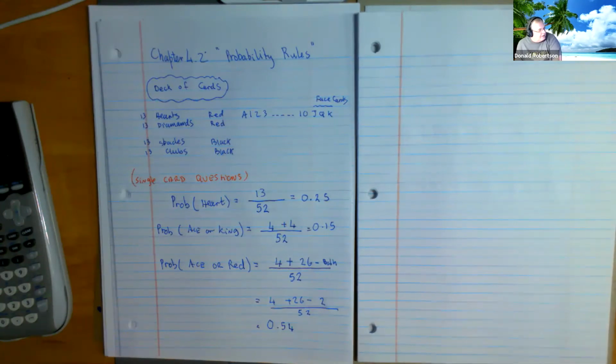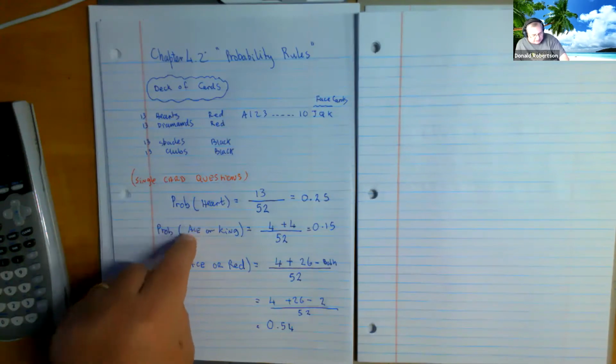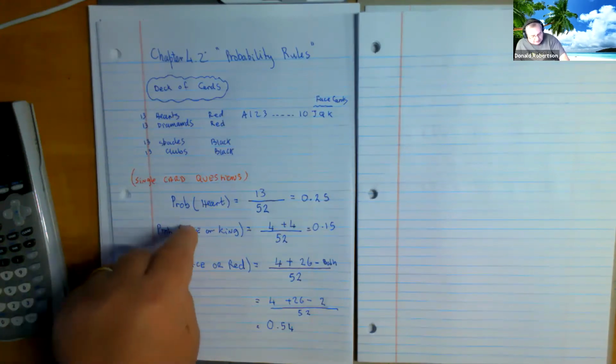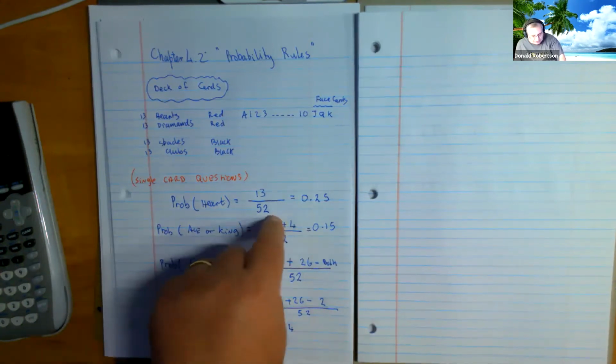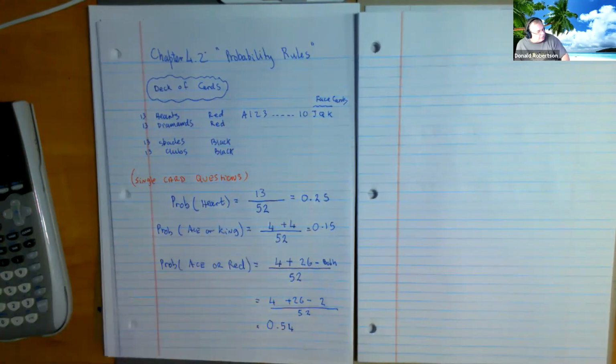So if you're hoping for an ace or a red card for whatever reason you want that, you're going to be successful, right? The probability is that about 54% of the time, that next card, the one you want, will be an ace or a red card. Now, what's the difference between this ace or king and this ace or red? Well, in this top one, aren't aces and kings totally separate? And that's why just adding them together worked. In this case, don't aces and red cards share some components, right? There's some cards that are red aces.